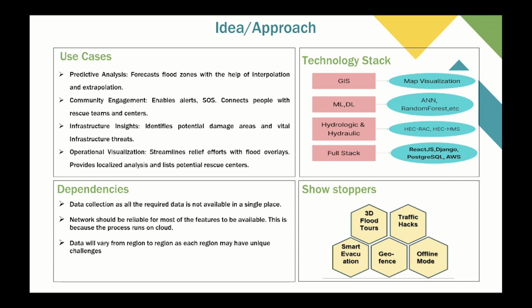What are our dependencies? Our dependencies are that data collection is difficult as all the required data is not available in a single place. And the network should be reliable for most of the features to be available. So we'll have two network modes, that is a low network mode and a high network mode. In the low network mode, our app will function with minimal abilities, with a minimal amount of features, and in the normal network mode, our app will have all of the features available.